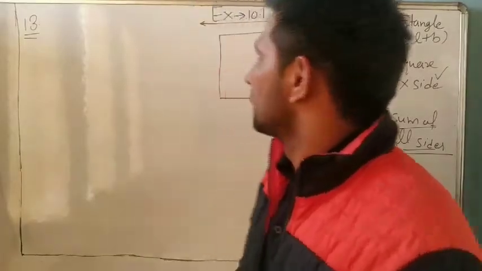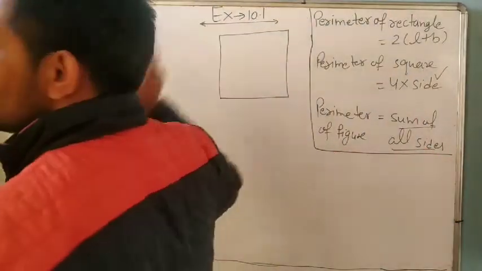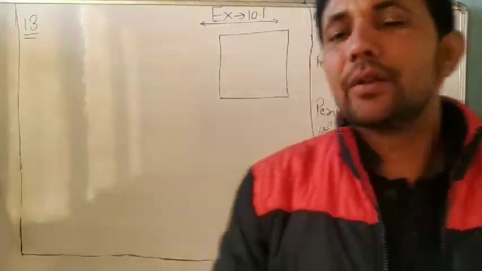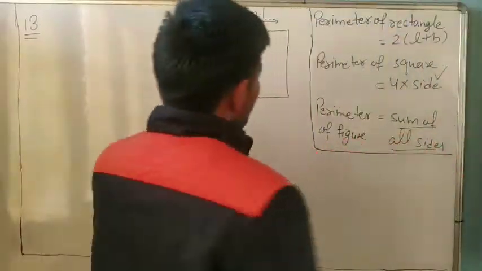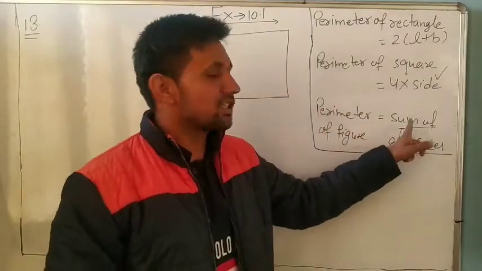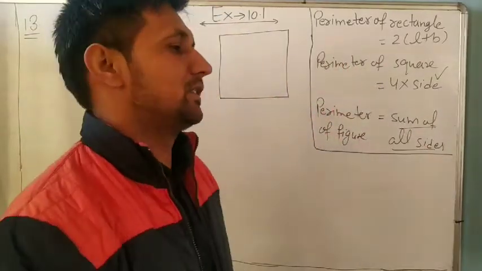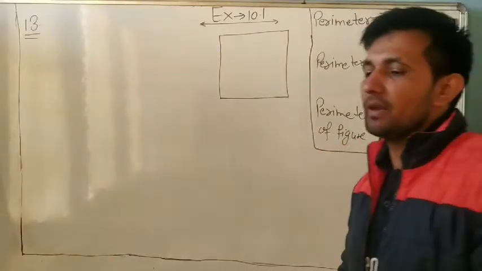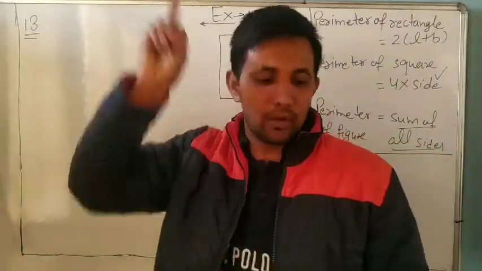Today we will start question 13 of exercise 10.1. We already learned what perimeter is. What is the perimeter of any figure? How will you find it? Sum of all sides. Otherwise, you can say that perimeter means the total length of the outer boundary.